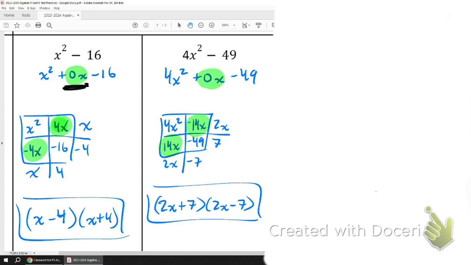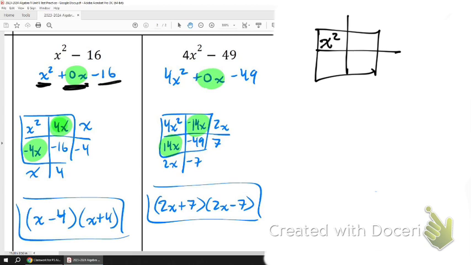But let's set up a box really quick and just think about it out loud. All right, we know that the first term is x squared. We know the last term is negative 16. So if that's x squared and negative 16, what would I have to multiply to get those? Now, this one's special, so I'll remind you, what is a perfect square? What times what gives me x squared? Well, that one's kind of simple right here.